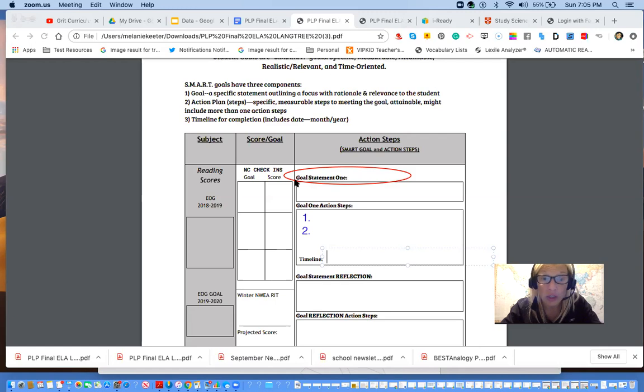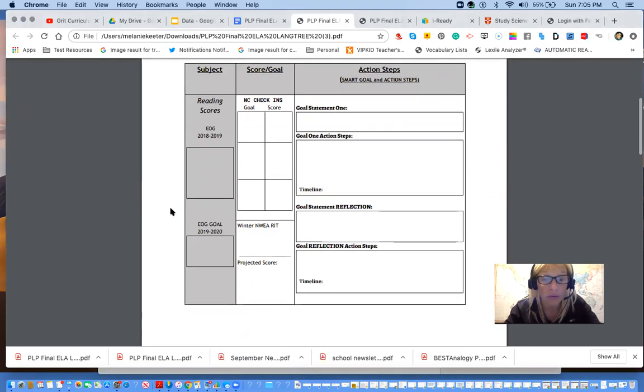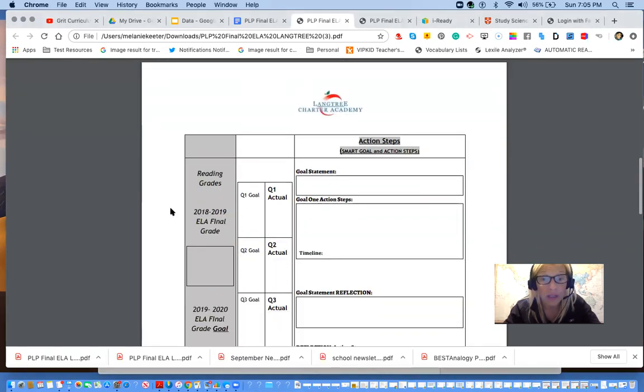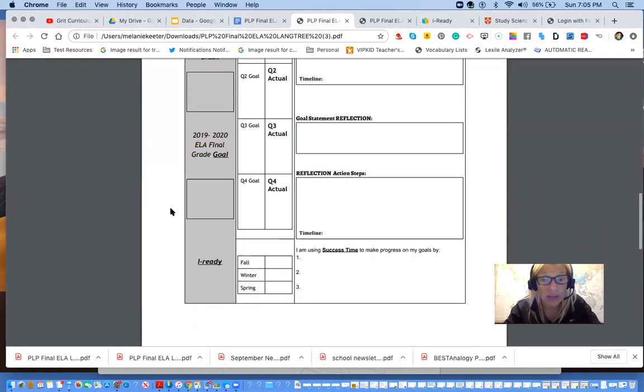Today you're writing your goal statement 1, your action steps, and how long it's going to take you to get there. The second part, once you've written your first SMART goal, is to look down here at your success time. What was your score on the first iReady? And what are you doing right now for number 1, for what progress you can make in that success class?